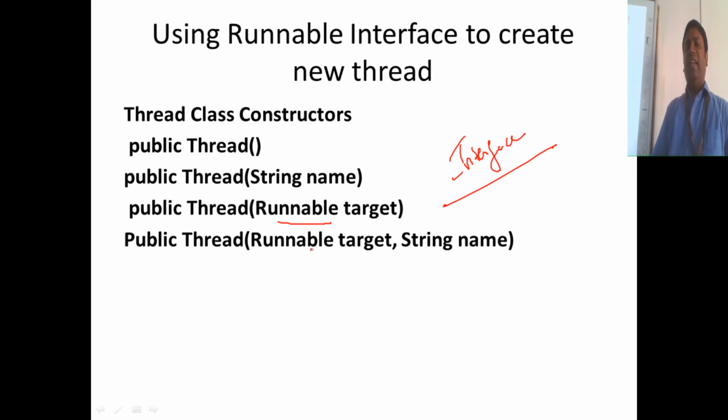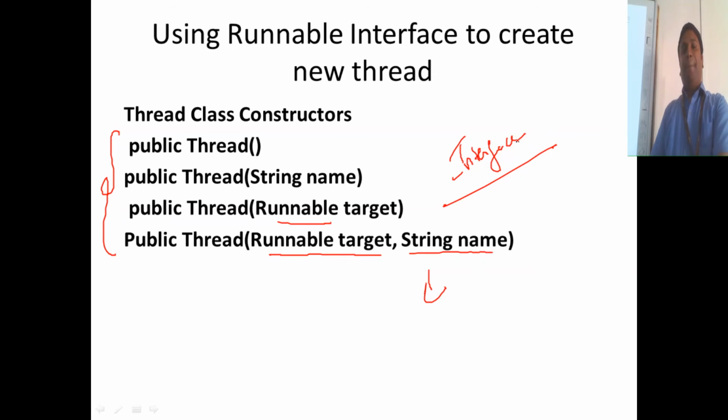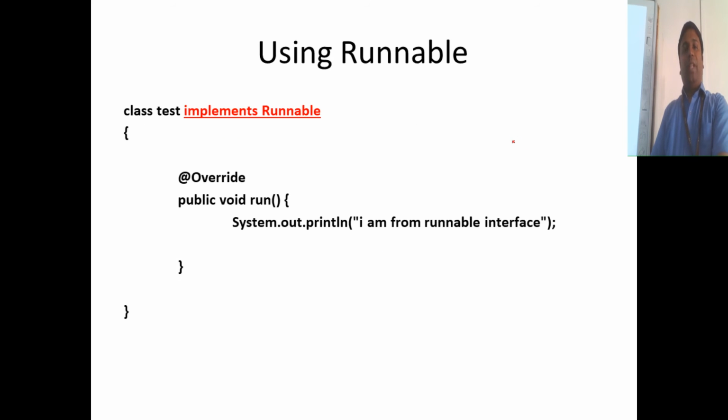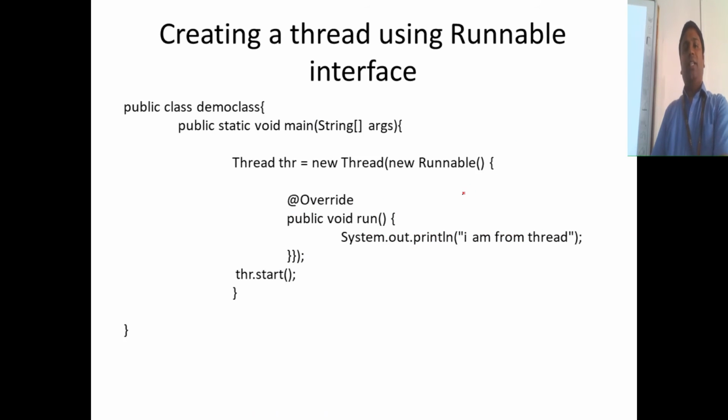So this is another variation. You can also pass this object and also give a string name for your thread, that is the thread name. There are many other constructors for your thread class. I'm not going to explore all those things. These four constructors are fine. Using runnable, we have seen all these things now.